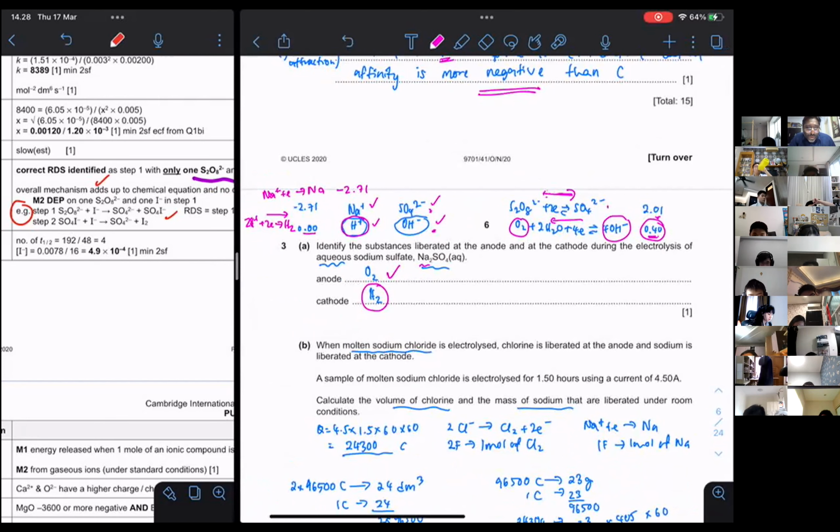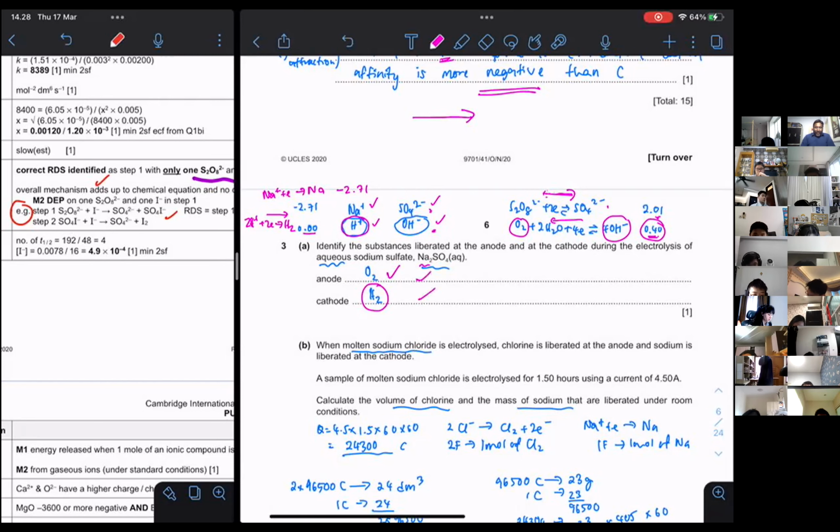So this one, what chapter do we learn? This one is under electrochemistry, Christopher. So this is all under the rule that the more positive will go to the right. I think this one is simple. The more positive will go to the right, using standard reduction potential. And then you apply it for electrolysis and you will get this.